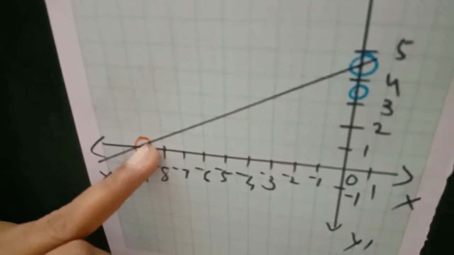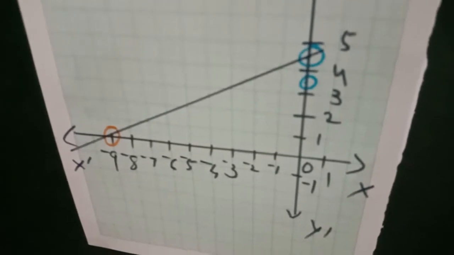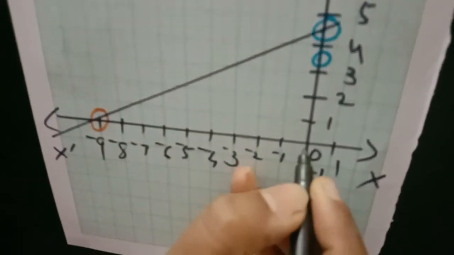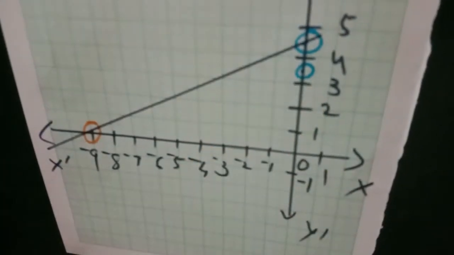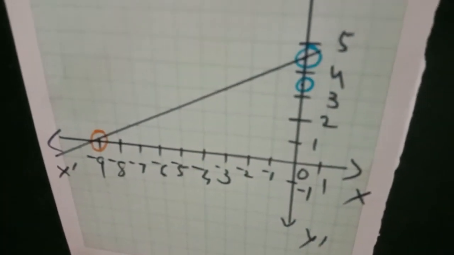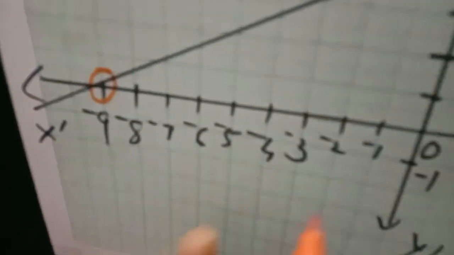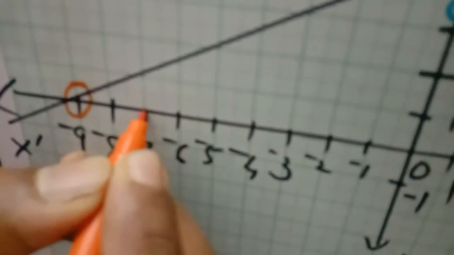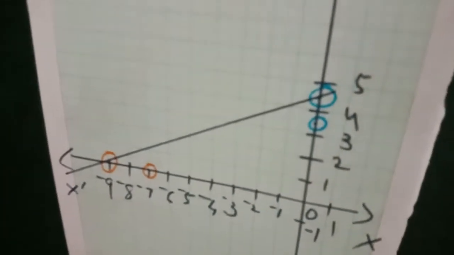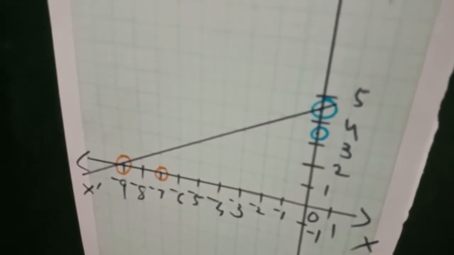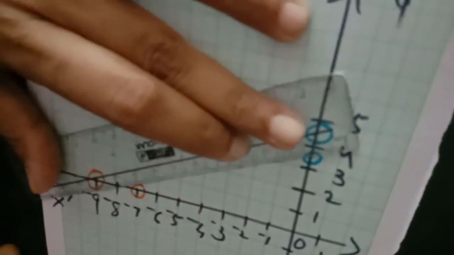Now we can check the second one. For the second one our coordinates are 0, 3.5. In the y axis 3.5. Yes, here it will be 3.5. And our next coordinate is minus 7, 0. If you check, x coordinate minus 7, 0. It will be here, minus 7, 0. All have done? Okay. Now what we will do? We will draw a line passing through these 2 points.